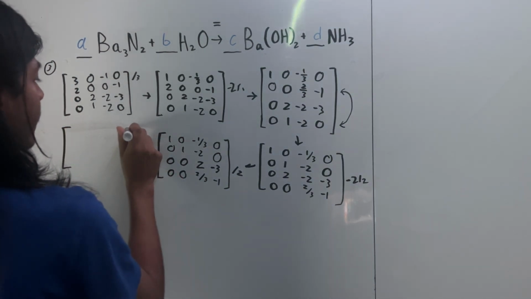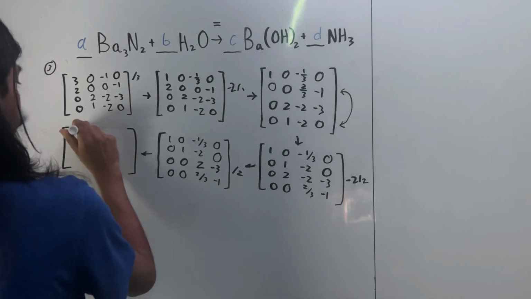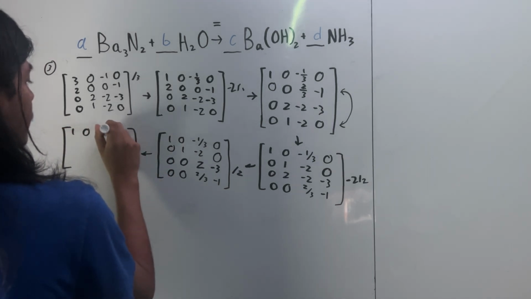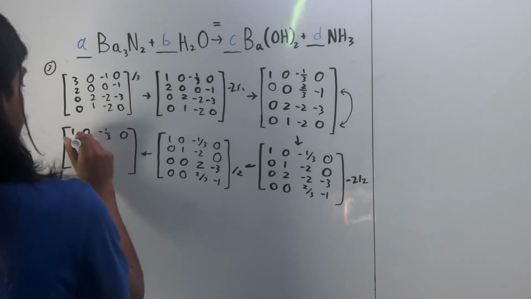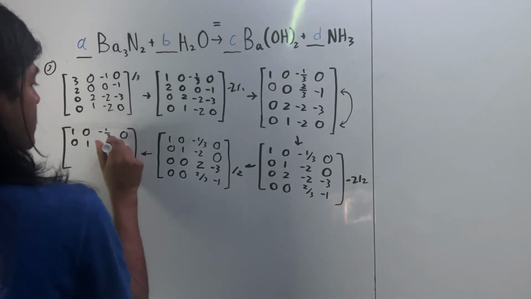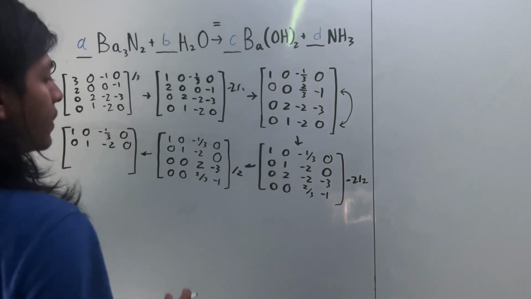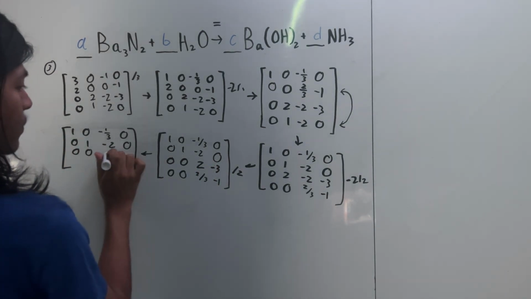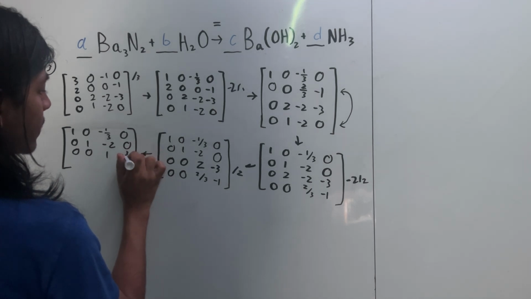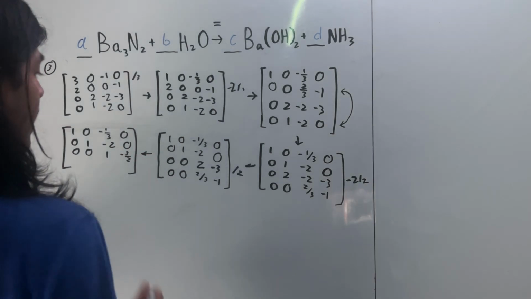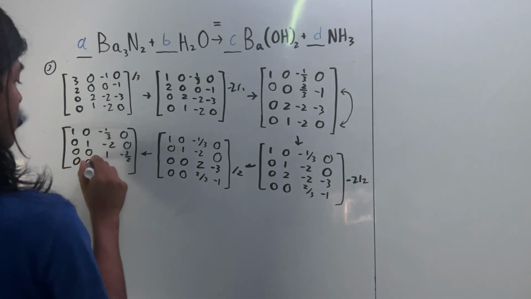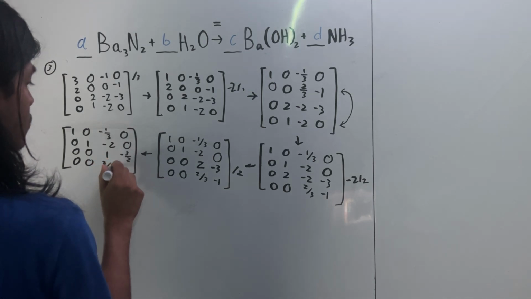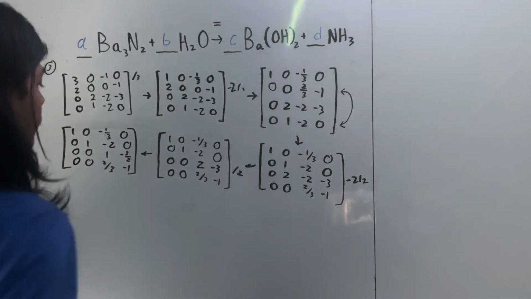When we do that, we then have 1, 0, negative 1 over 3. So rows 1 and 2 stay the exact same. And now for row 3, we have 0, 0, 1, negative 3 halves. We have 0, 0, 2 over 3, negative 1.